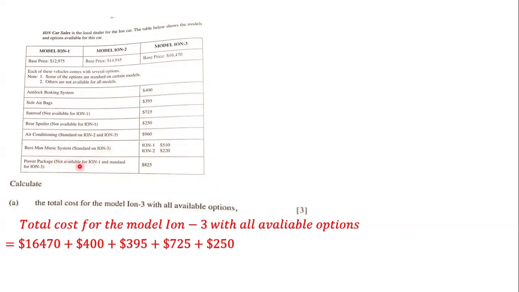And it says that the power package is not available for Ion 1, but it's standard for Ion 3. So that means that we don't have to pay $825 for a power package because that is standard on Ion 3. And so that means that the total cost for the model Ion 3 with all available options is the sum of all these numbers, which gives us 18,240.